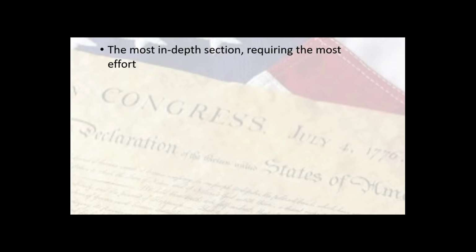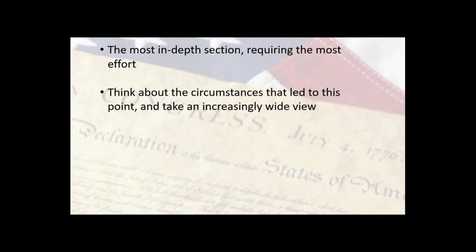You want to get as much background information around the document as possible to establish why this thing happened, specifically in this specific place and this specific time. You want to think about the circumstances that led to this specific decision or the specific point of view, and then take an increasingly wide view of that motivation. So this is a group of people. They got together in Philadelphia as part of the Continental Congress. They wrote this document declaring their independence from England.